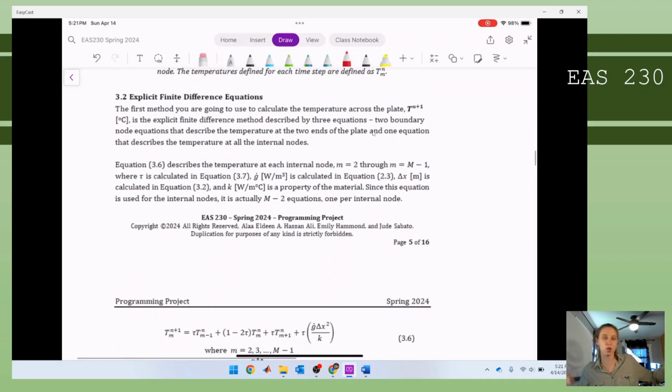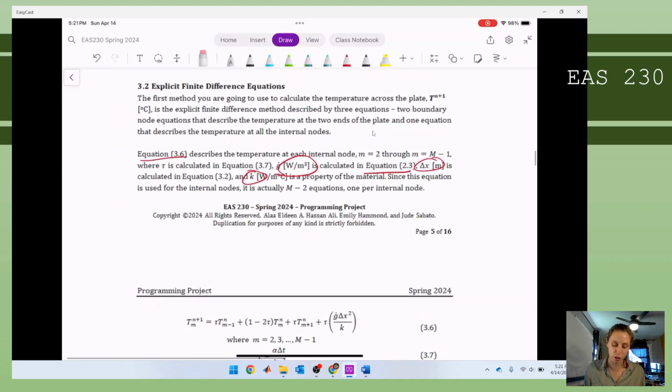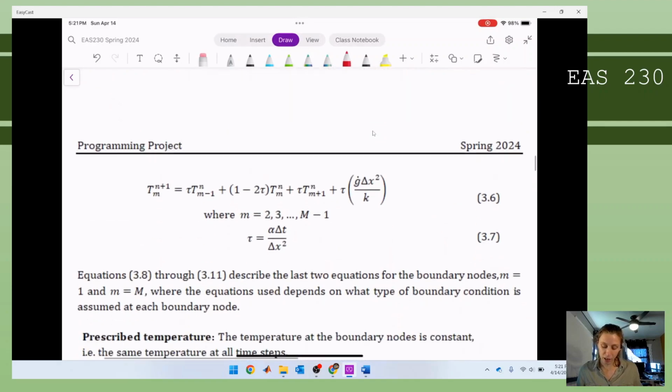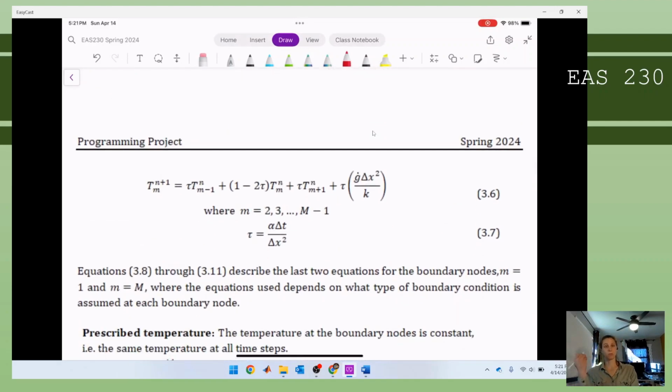Explicit finite difference equations. There are other equations above, like equation 2.3 that you'll need. You'll need equation 3.6. You'll need G dot, delta X, K, all that stuff that you get from your properties and from the equations above. I'm not going to talk about those. But here's our explicit solver equation.